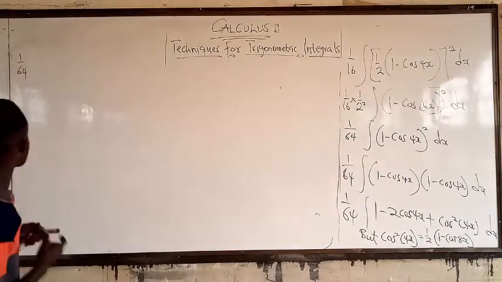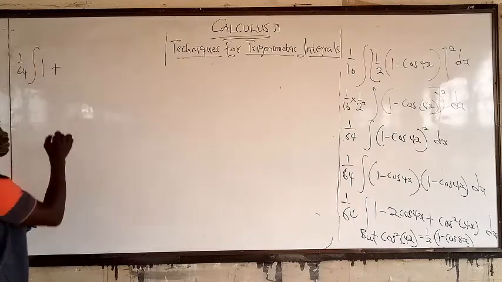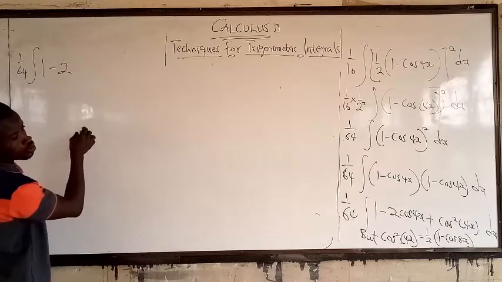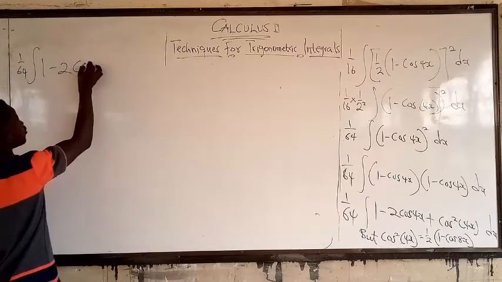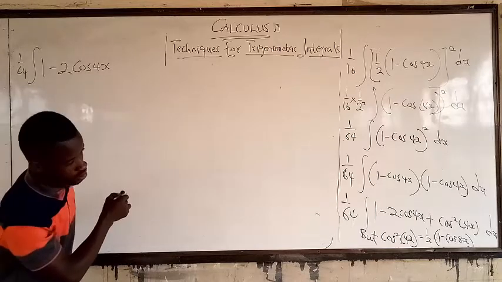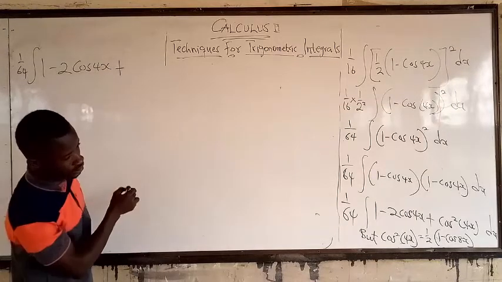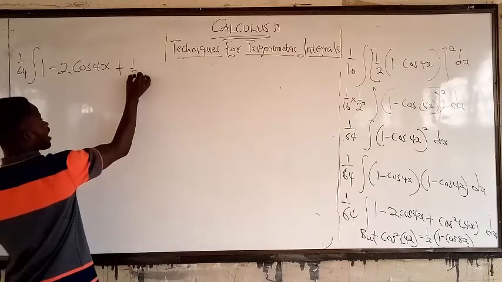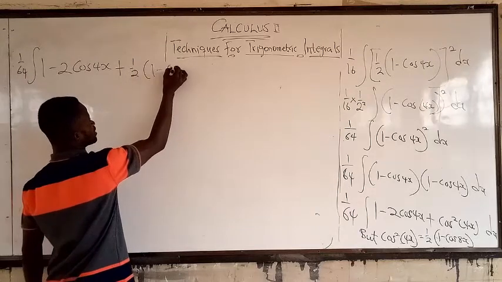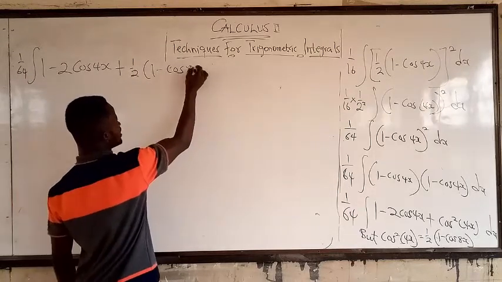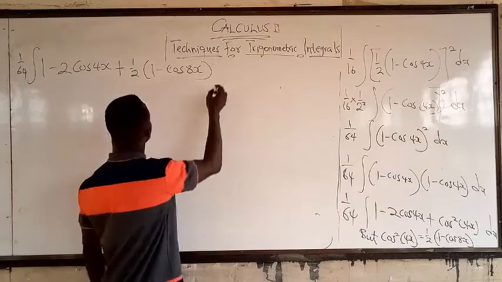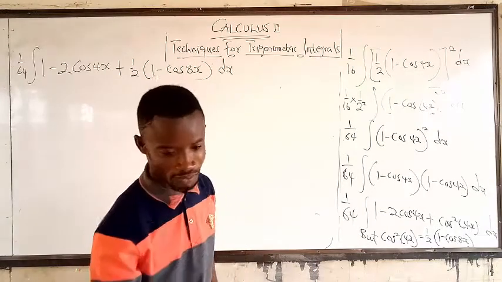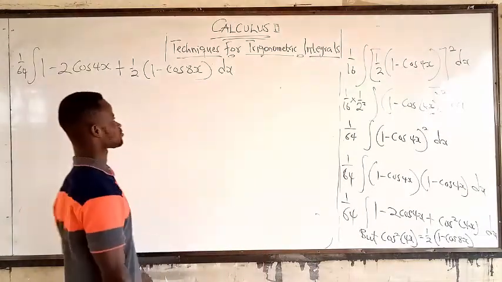So by substitution, the integral of 1 minus 2 cos 4x plus, now the whole of that thing there, half of 1 minus cos 8x, dx. Very good. So that is what we have there.